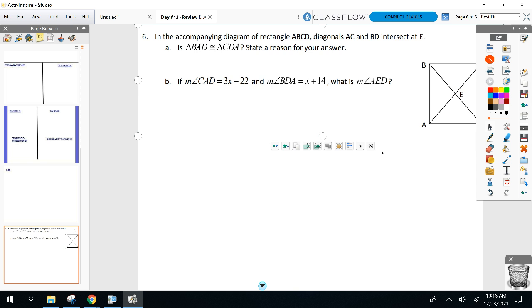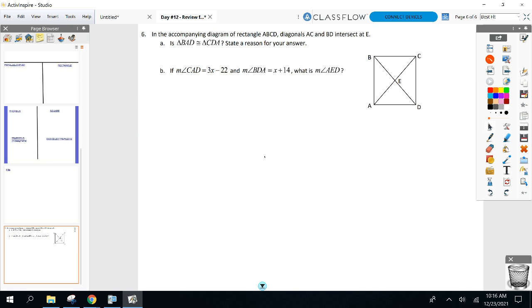And all you need to do to state your reason for an answer is give me one of the 5 ways why they're congruent, if you say yes. Read carefully, please. Read carefully here. Let's go, let's go.